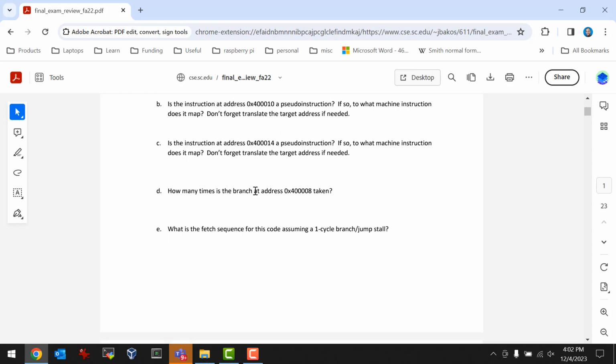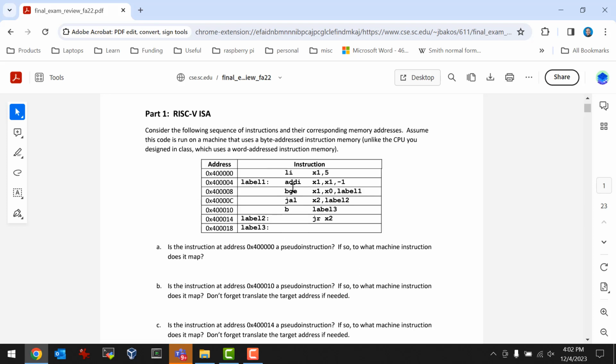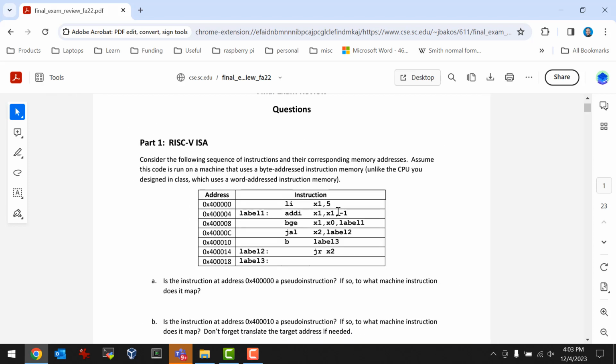How many times is the branch at address 8 taken? So this one requires you to be able to understand what's happening in this program. We load 5 into x1, and then we have this loop here where we decrement it each time. So the branch instruction is going to first see x1 as 4, and then 3, 2, 1, and then 0, right? But then it's going to see it as -1. Right? So I think 6 times, right? Do I got that right?